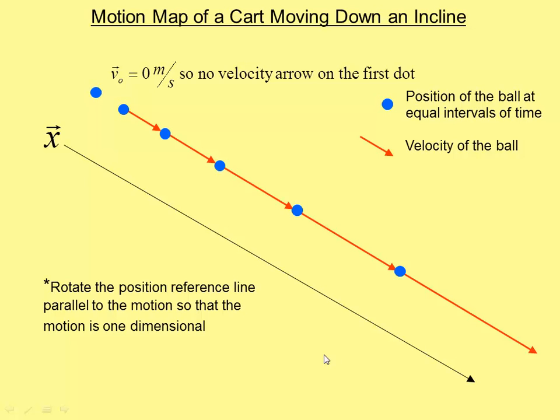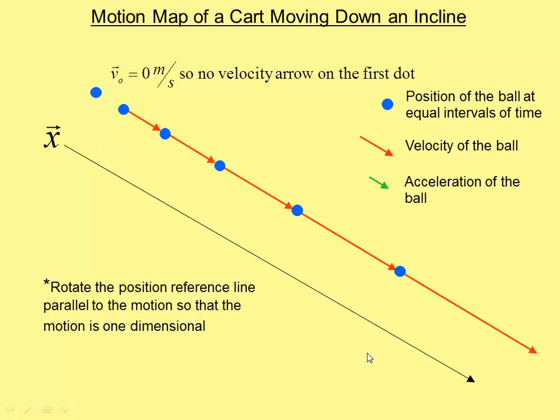Now, we're going to add a third thing to this motion map. We're going to add another arrow, and this one's going to represent the acceleration of the ball. Remember that acceleration is itself a vector, and therefore needs to be represented as an arrow. Now, what direction should that acceleration arrow point? Well, if you think back here, the acceleration was positive, and positive is down the incline. So our arrow is going to point down the incline.